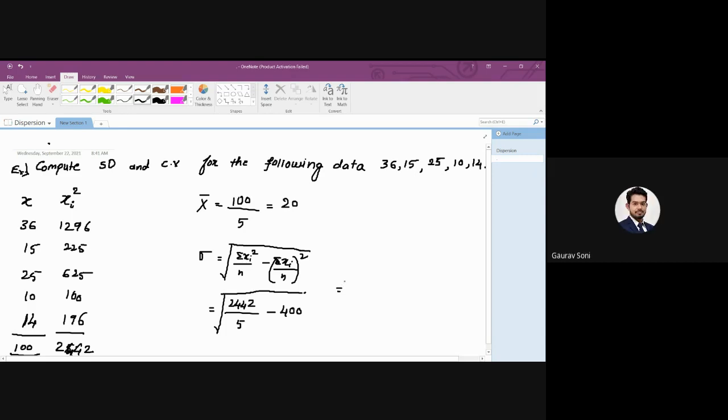What is the answer? Root of 11.5. Tell me the final answer. Sir, 9.4021. Yes, sir, 9.40. This is sigma, the standard deviation.